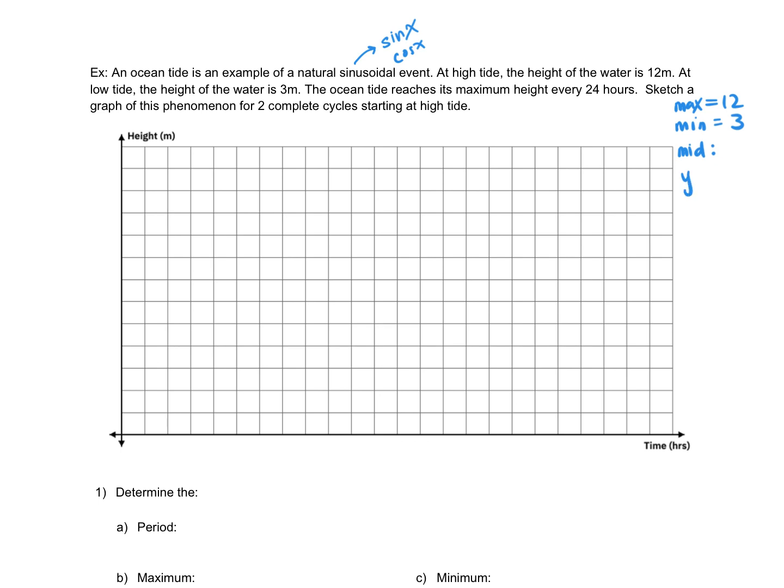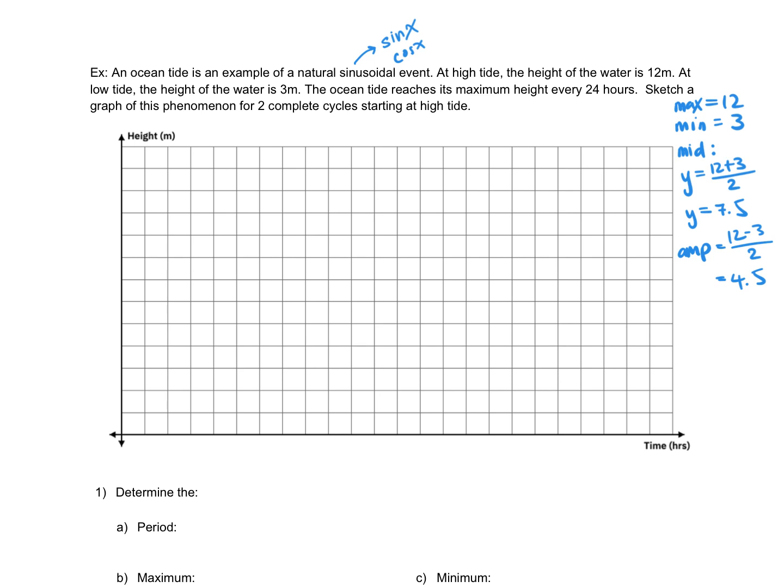For my midline, I know the midline is in the middle of the max and min, so I'm just going to take 12 and 3, add them, and divide by 2. That's 15 over 2, which is 7.5. And then my amplitude is going to be the distance from that midline up to my max, or to my min. So I'm going to subtract 12 minus 3. 12 minus 3 is 9, and 9 divided by 2 is 4.5. That might just help me sketch it later on.